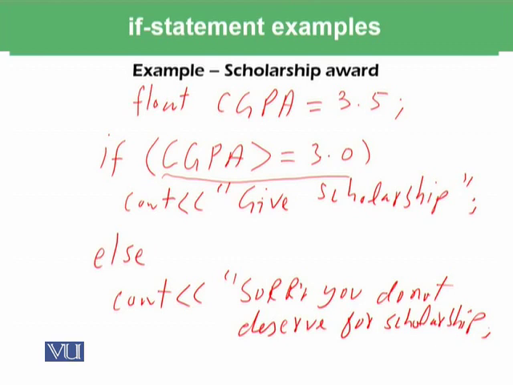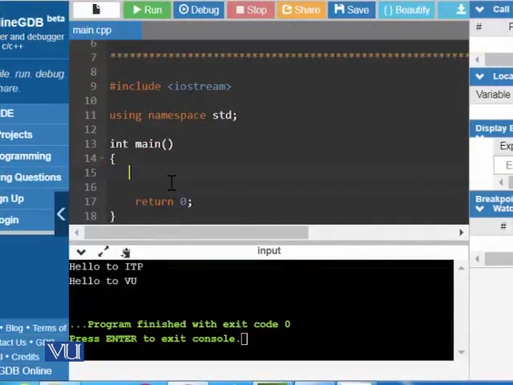and the message sorry you do not deserve for scholarship will only be displayed if this float variable contains the value less than 3.0. So we need to say float CGPA is assigned by 3.5. So what does it mean? There will be a memory location in the RAM that will be referenced with the name CGPA, and the 3.5 value will be assigned to that CGPA variable.